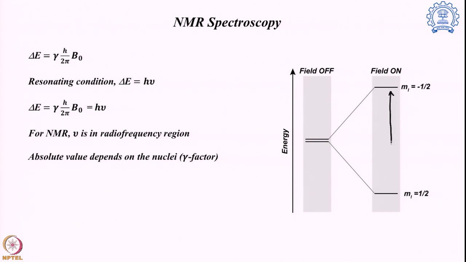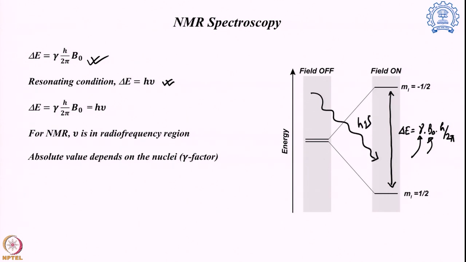Once this energy gap is created in the presence of the magnetic field, this energy gap is gamma into B0 into h by 2 pi. You can see that this whole system depends on two factors. One is B0, the strength of the magnetic field. The other is gamma, the gyromagnetic ratio, which is actually a property of the nuclei itself. And this part is going to equate with the resonating condition. We can match that with an external electromagnetic radiation, which can bring the ground state nuclear spin to the upper state by flipping it. And when they match, we have the resonating condition, which says that it is going to be equal to h nu.